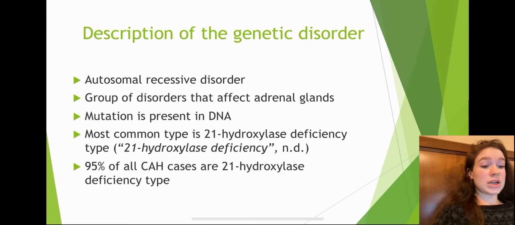For this project, I decided to focus on the most common type of congenital adrenal hyperplasia, which is the 21 hydroxylase deficiency type. 95% of all cases of CAH are this type.